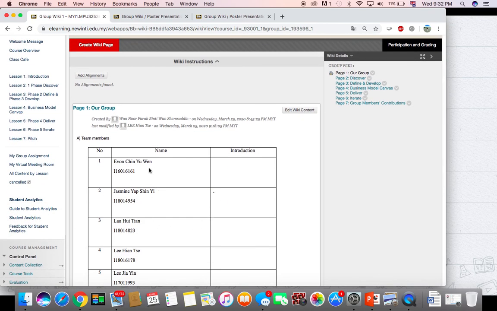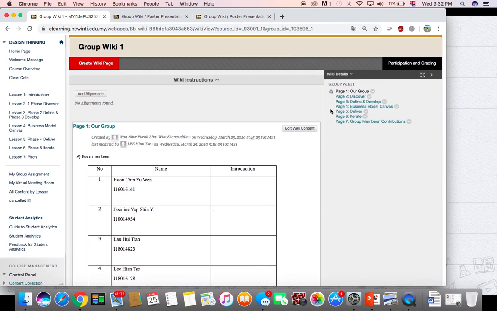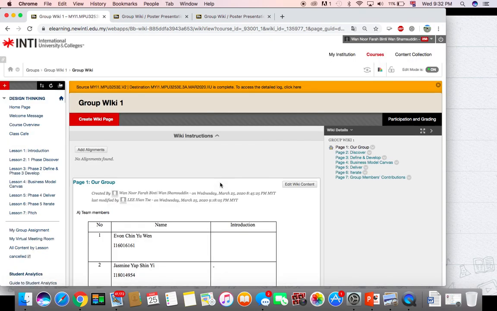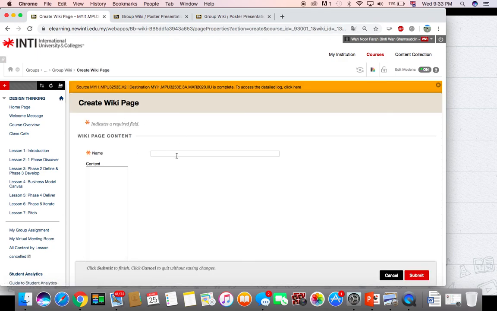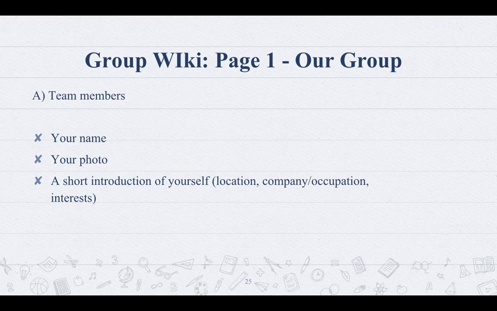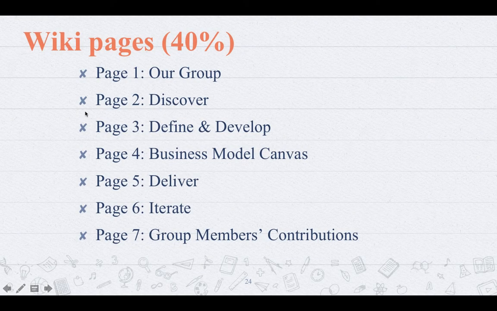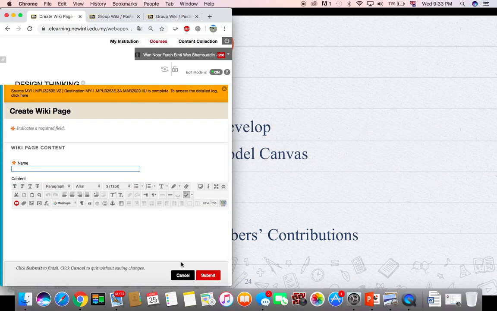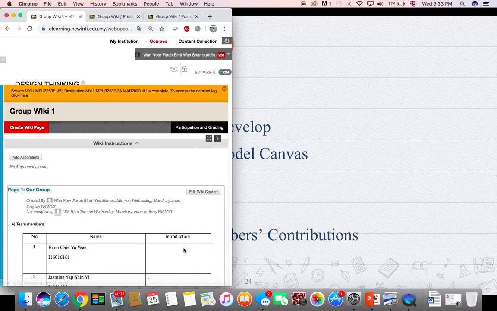As you can see here, they are doing a bit of an introduction. They made a table, which is awesome, and they have all 7 pages, which is good. This is something that you have to create. How do you do it? Click on this create wiki page, and then insert the details. Where can you find the details? Have a look here. All of these. Alright, so that is how you create wiki pages.